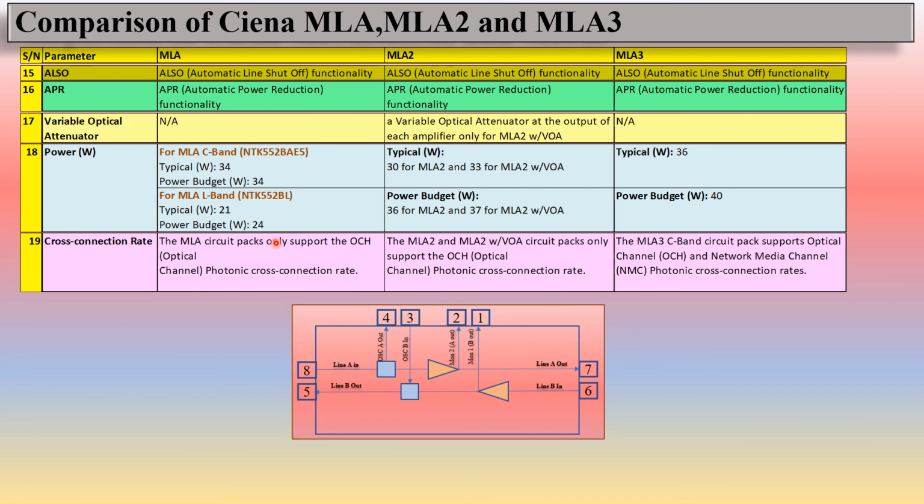Cross connection rate. The MLA circuit pack only supports the OCH optical channel photonic cross connection rate. So this is again a similarity between MLA, MLA2 and MLA3. All these three amplifiers, mid-stage line amplifiers, support the OCH optical channel photonic cross connect rate. And there is one special functionality in MLA3. It supports the network media channel photonic cross connection rate, NMC.